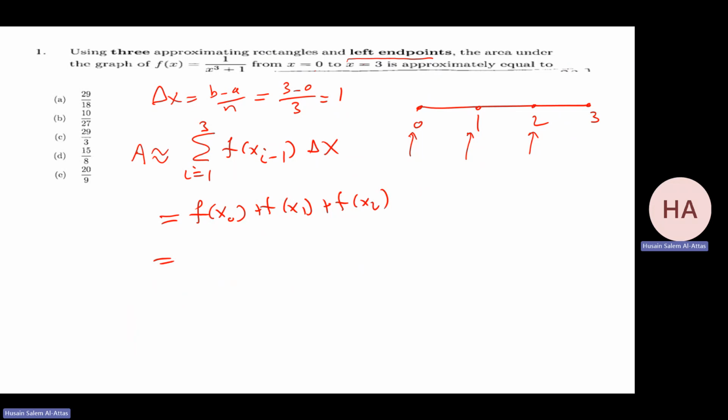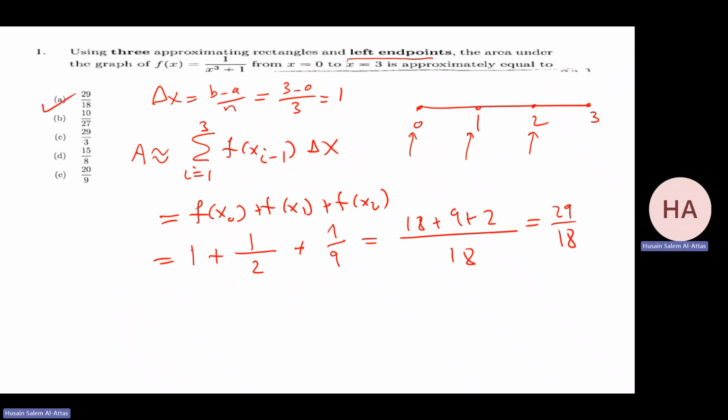That will be f of x0, which is 1. F of x1 is 1 over 2. F of x2 is 1 over 9. So that will be 18. I have 18 plus 9 plus 2, which is what? 11 plus 18, 29 over 18, which is this.